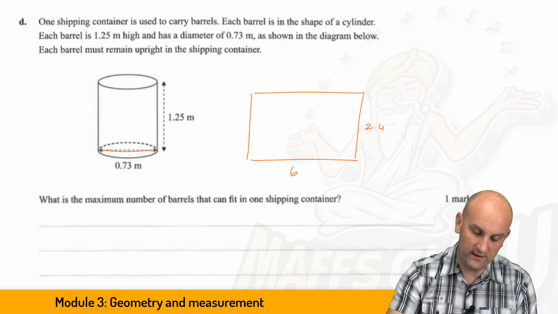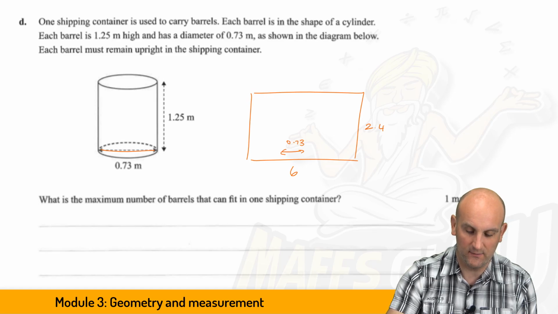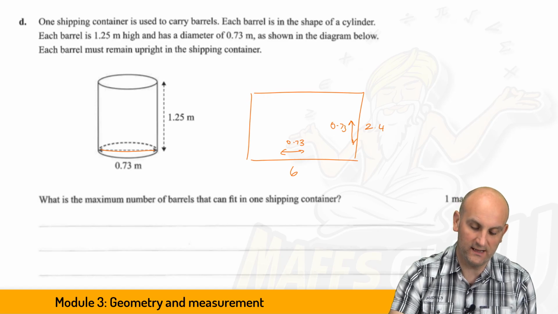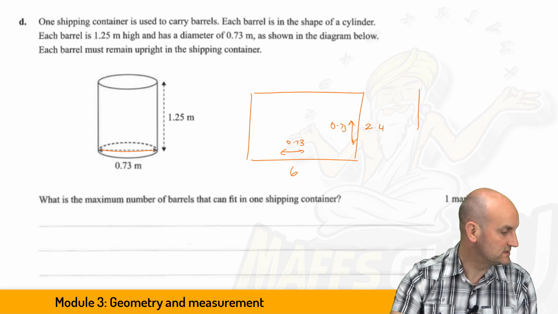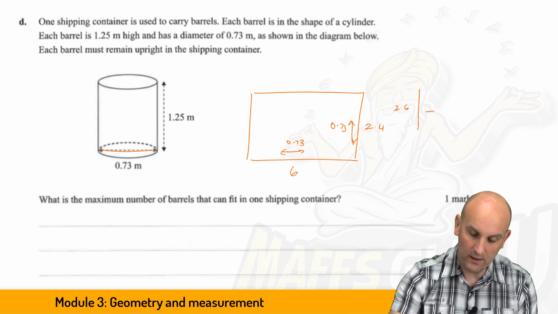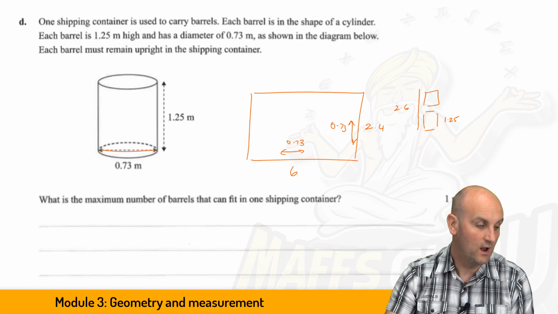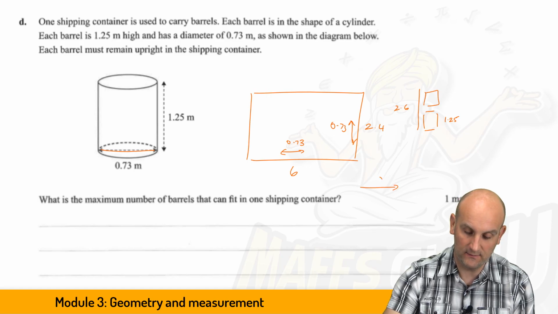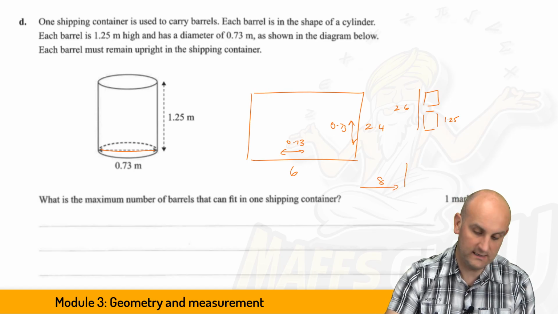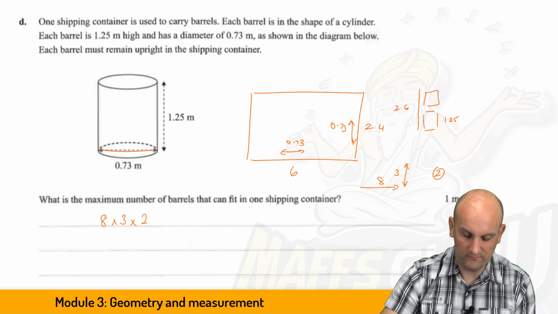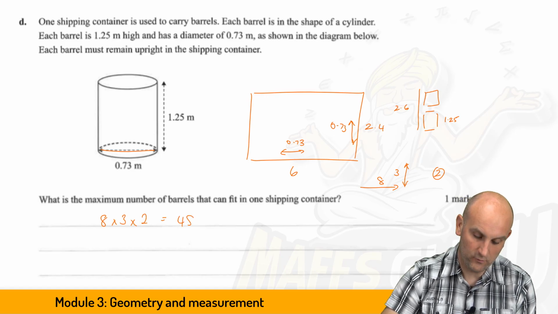So you're really trying to find out how many 0.73s can I get that way? How many 0.73s can I get that way? And because we've got a height, I know that the height was 2.6, and that each barrel is 1.25, so I've got to work out how many I have. When I did that calculation, I worked out that I could get 8 going that way, I could get 3 going that way, and then I could stack them 2 high. So I did 8 times 3 times 2, which gave me 48 barrels.